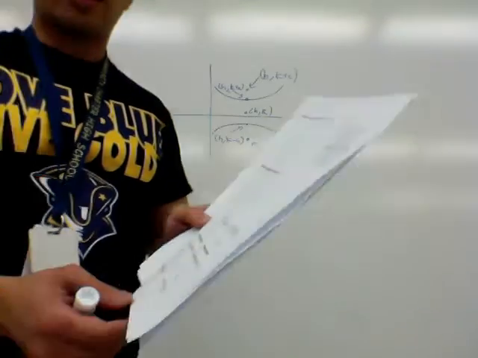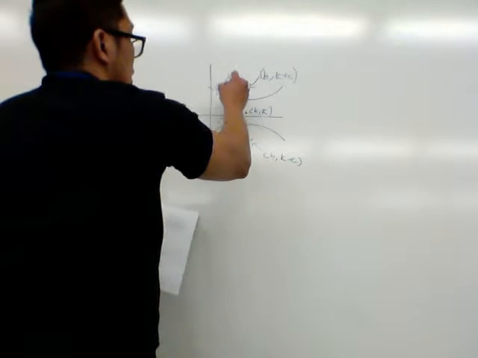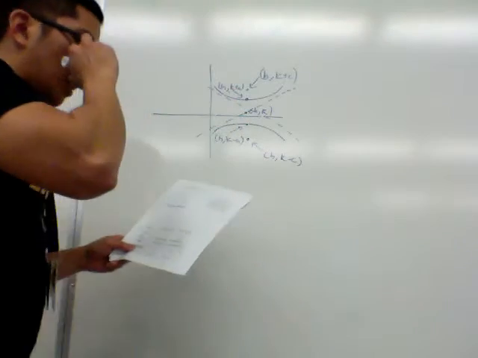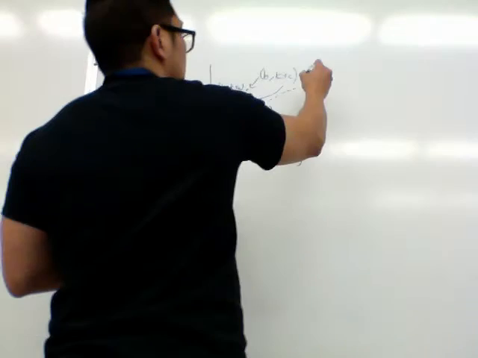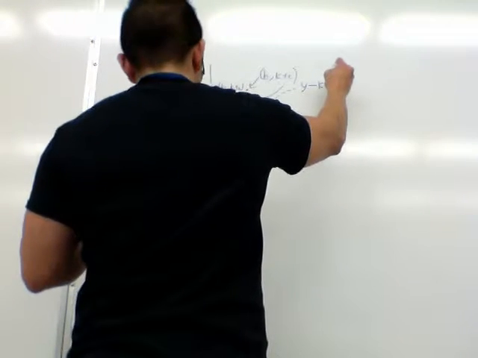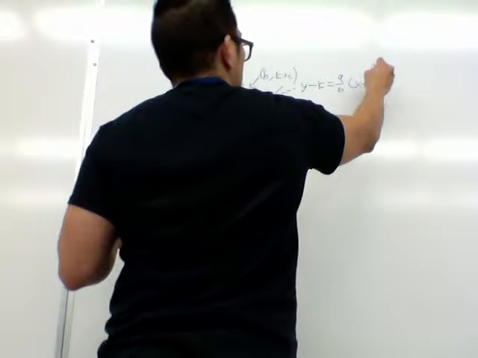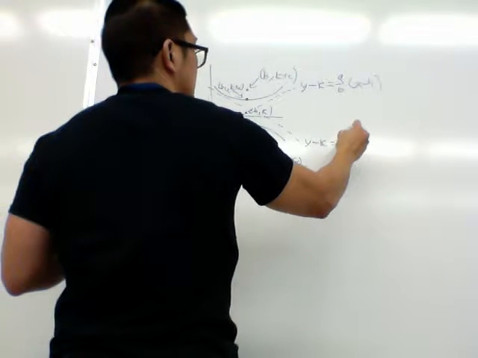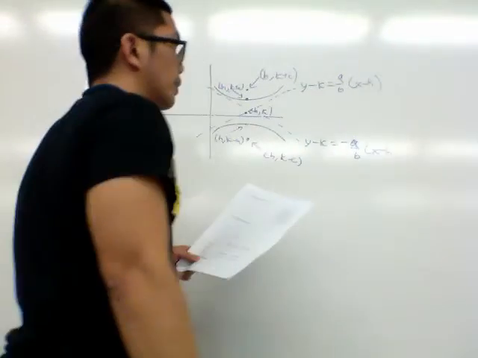And then my asymptotes have the equation of, once again, like I said, this is wrong here. This should be y minus k equals a over b times x minus h. And then this asymptote should have the equation y minus k equals negative a over b times x minus h. Okay?